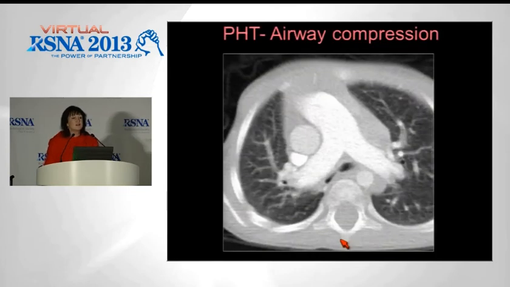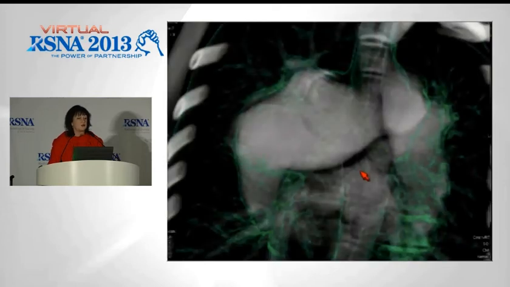The consequences of having big pulmonary vessels or even abnormal aortic structure is compression of the tracheobronchial tree. And you can see here a patient who has a very significant, almost occlusion of the right bronchus because of these big dilated pulmonary arteries.